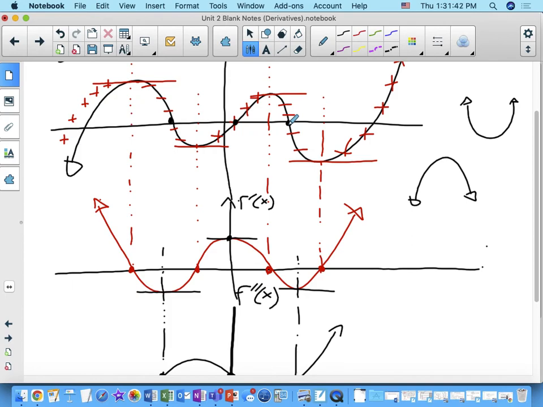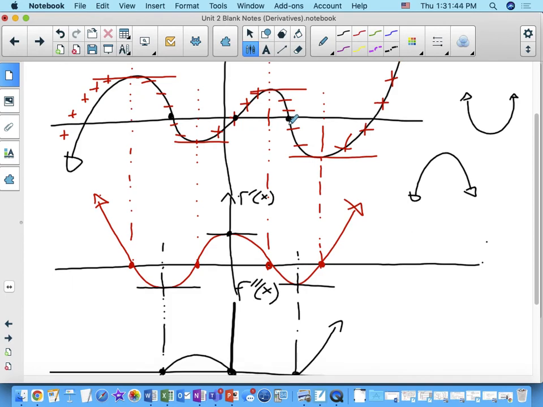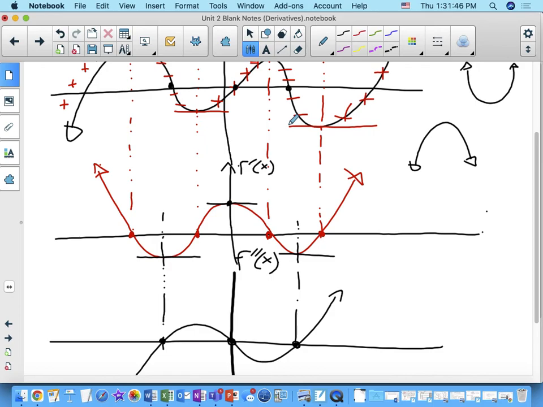So if we look at our second derivative, this piece is concave down, which is why the second derivative is negative. This piece was concave up, which is why it's now positive. This piece was concave down, which is why the second derivative is negative. And then the rest of it is now concave up, which is why the second derivative is positive from there on.